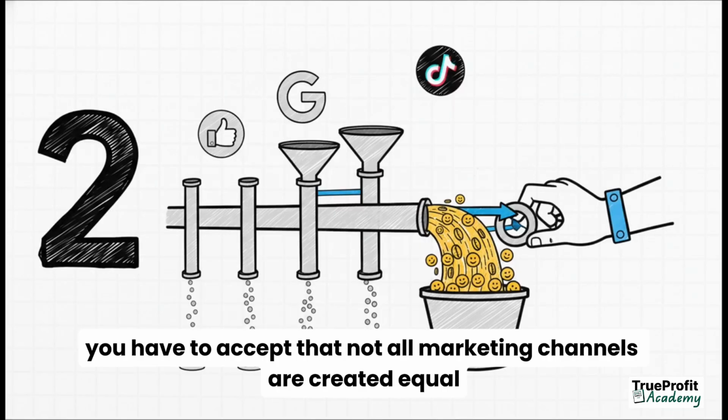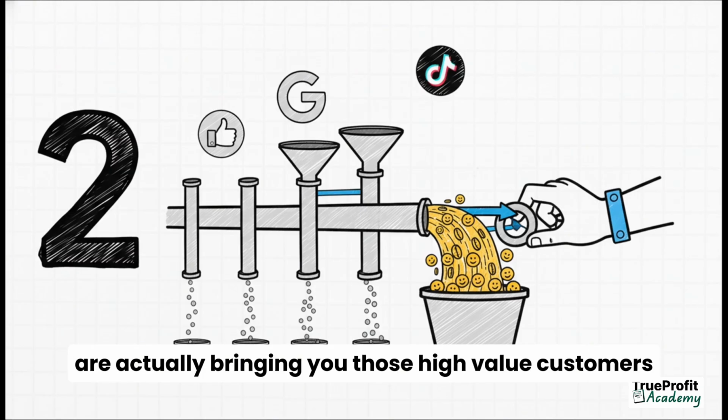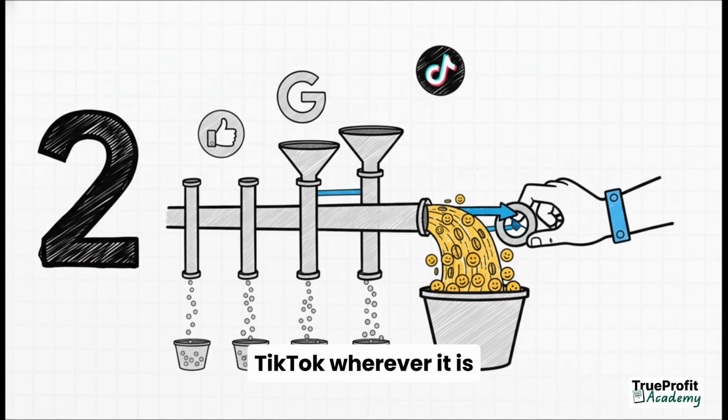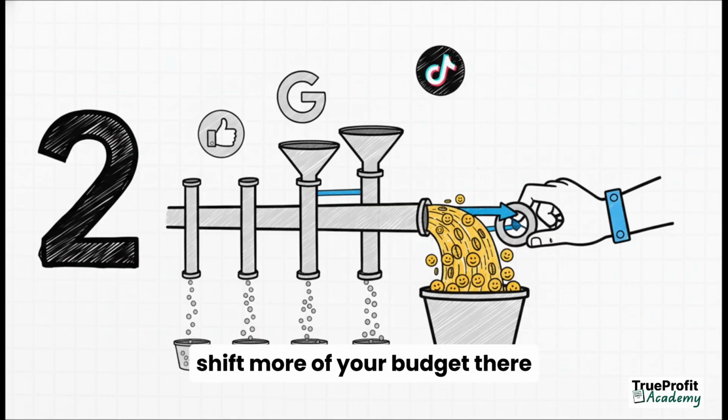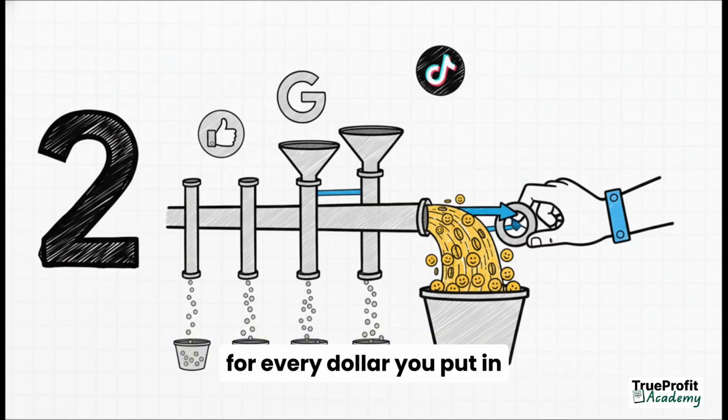Second, you have to accept that not all marketing channels are created equal. Use your data to find out which channels are actually bringing you those high-value customers for the lowest price. Is it Google, TikTok? Wherever it is, shift more of your budget there. A good rule of thumb is to shoot for a 3-to-1 return on ad spend. For every dollar you put in, you want to see $3 come back.